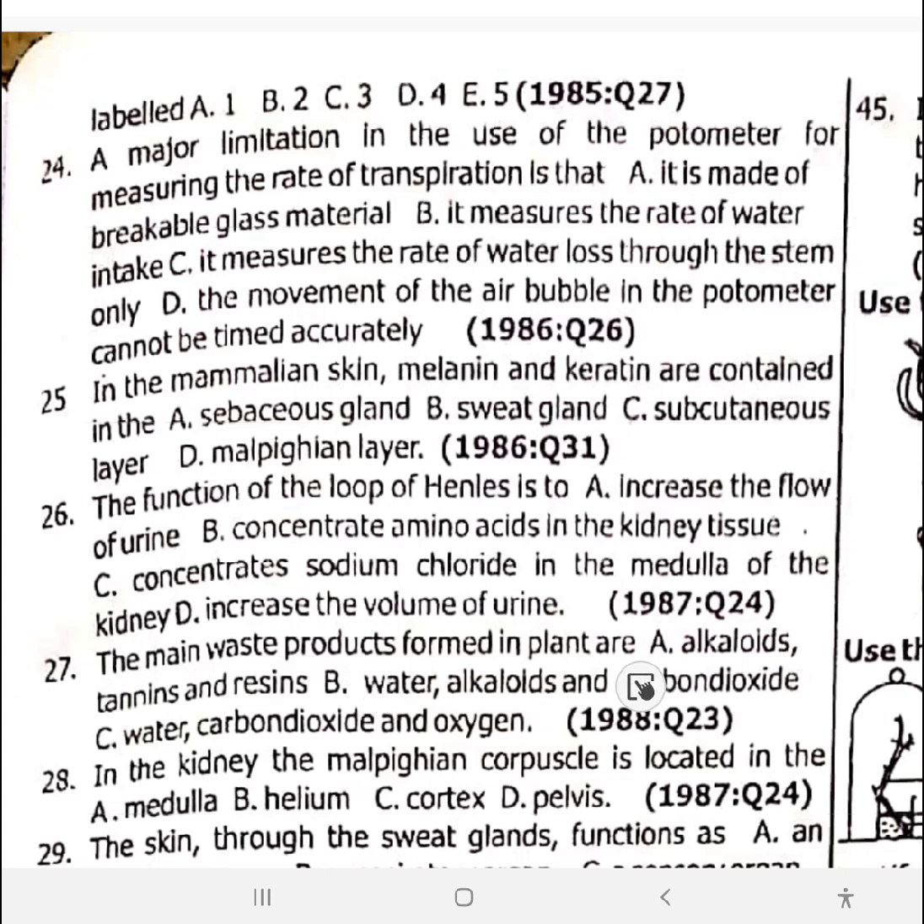27. The main waste products formed in plants are... alkaloids, tannins, and... No, tannins is not there. Then 27, more check. 27 is D. Water, alkaloids, and carbon dioxide. Remember, we talked about the waste products in plants, right? We made mention of tannins, alkaloids, so it's option A, and resins.